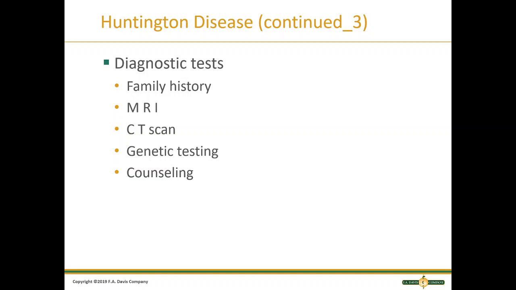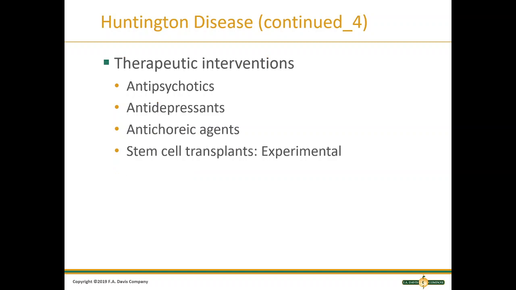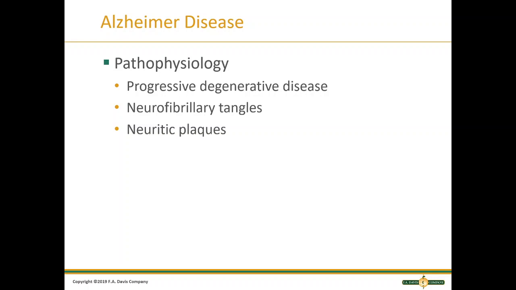These are some of the testing that they will do, which is very similar. I'm on page 1048. That person is 47 years old in figure 48-15. So fairly young, and he's having those types of movements. We give antipsychotics, antidepressants, anticholinergics. Stem cell transplants are still in experimental stages, and it's not for everyone, but they have been found to have some positive effects.